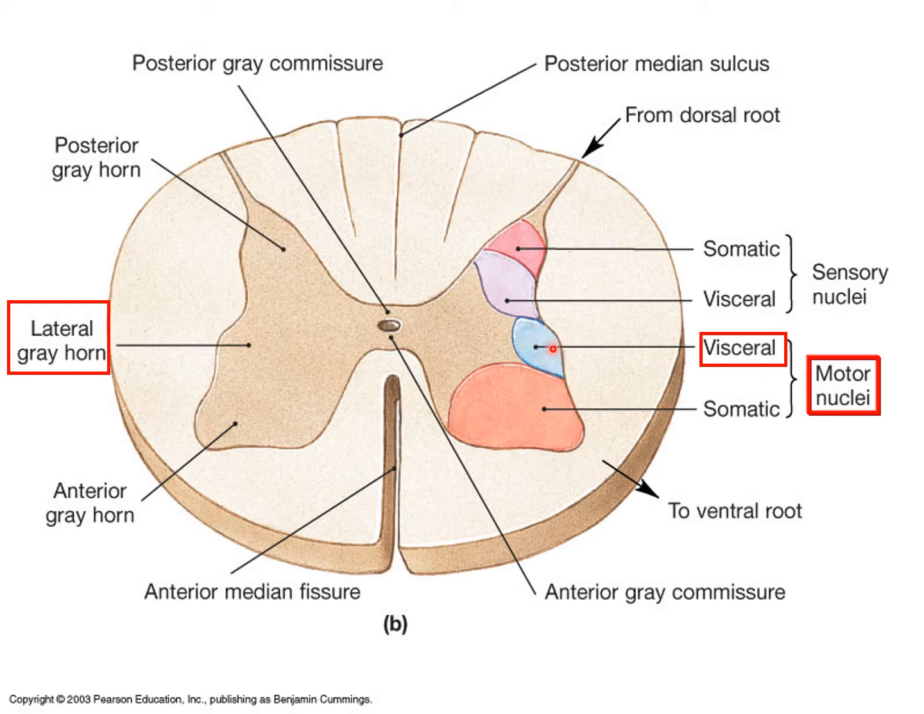So lateral gray horn is where the cell body of the preganglionic autonomic neurons are located, and then the ventral gray horn is where the somatic motor neuron cell bodies are located.